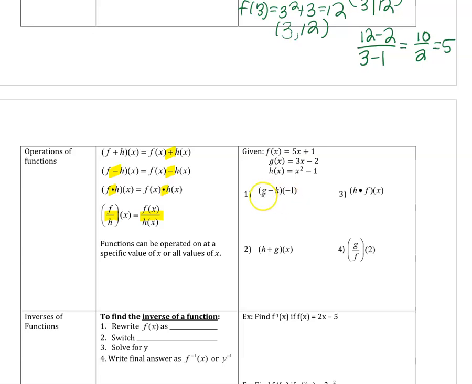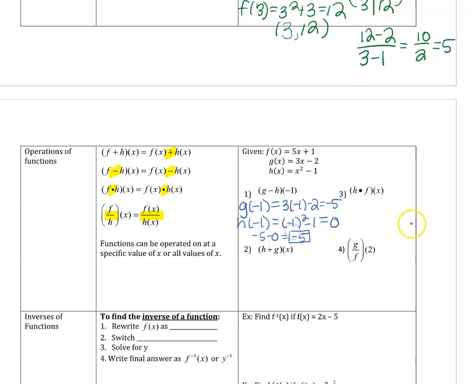So for instance, this one, I want g minus h on the x value of -1. So what you should do is figure out what g of -1 is and h of -1 is, and then subtract them. If I go to my g function, this is 3 times -1 minus 2, which would be -3 minus 2, which is -5. The h function would be (-1) squared minus 1, which is 1 minus 1, which is 0. -5 minus 0 is just -5.